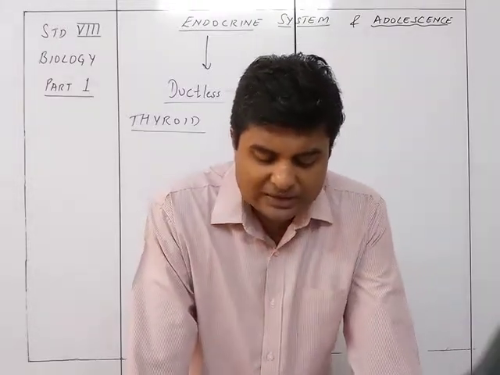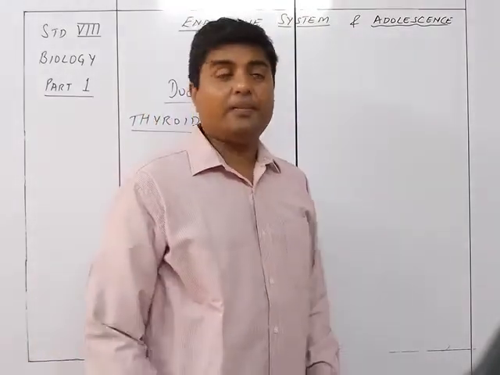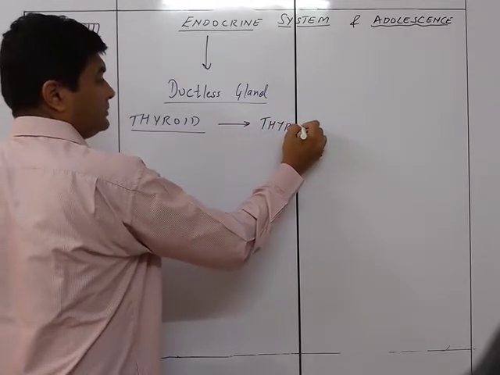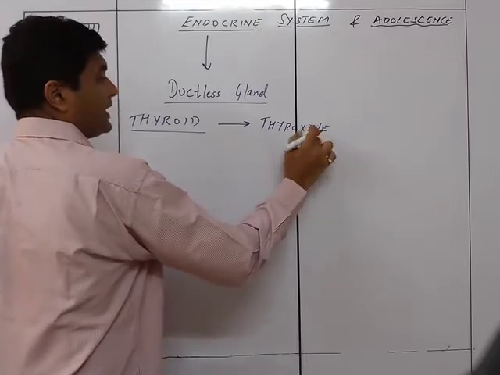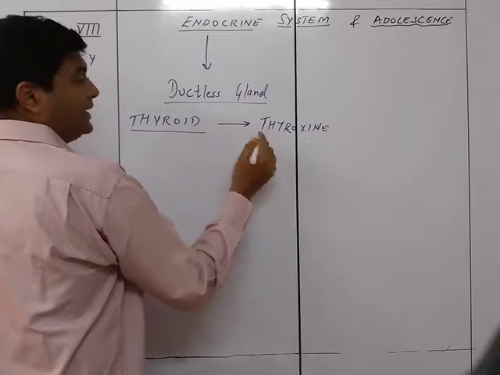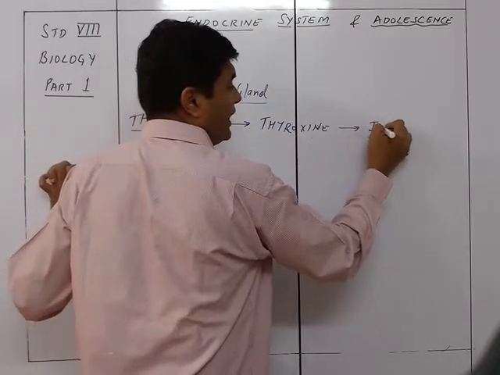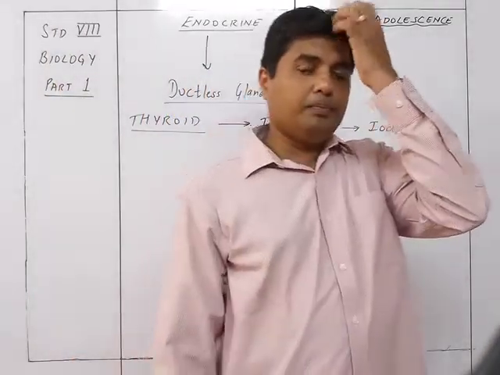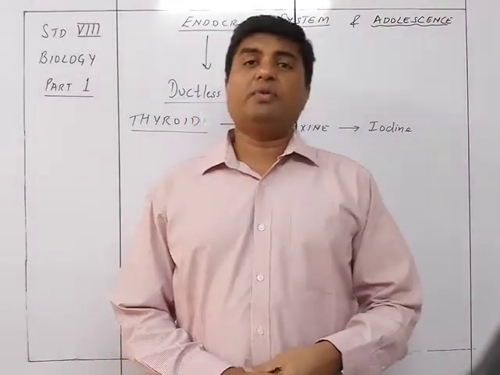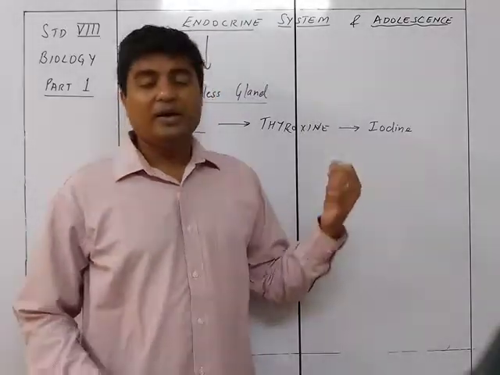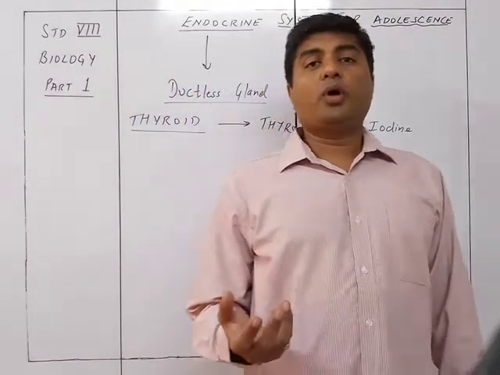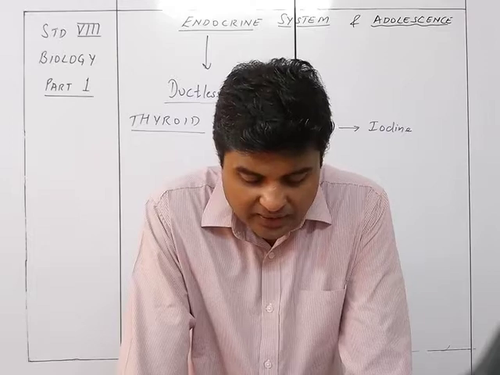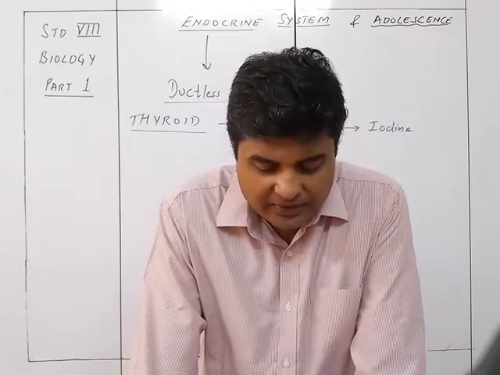It secretes the hormone thyroxine, which is an iodine-containing protein. So thyroid produces the one which is called thyroxine. Thyroxine is the hormone produced by thyroid, which is made up of iodine. So the main content of thyroxine is iodine. So if a body has a shortage of iodine, then there will be an under secretion of thyroxine. So thyroxine produced in the body will be less if the body lacks iodine.